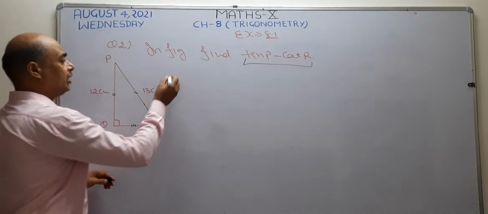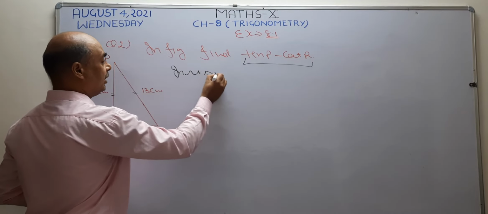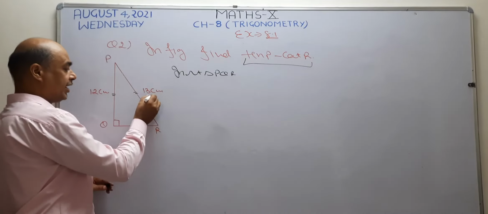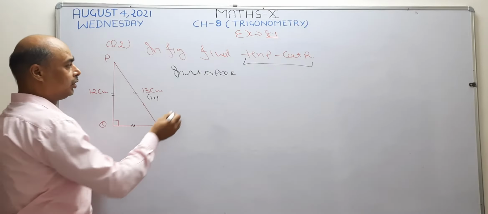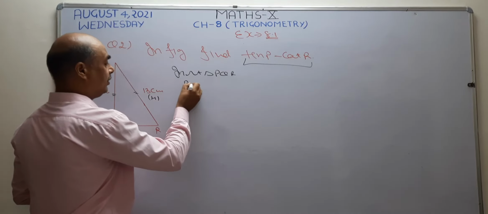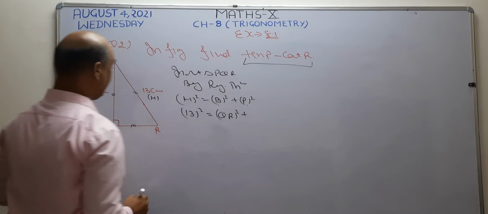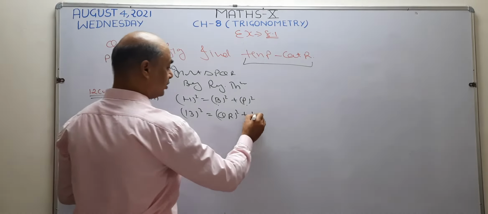Now see, write here: in right triangle PQR. This is your right triangle PQR. The side opposite the right angle is known as hypotenuse. Now, in right triangle PQR, by Pythagoras theorem. What is Pythagoras theorem? H square equals B square plus P square. Now, what is hypotenuse? Hypotenuse is given 13. Write here 13 square. What is base? Base of this triangle is not given, so I want to use this side as base. This is your QR. What is perpendicular? Perpendicular is 12 centimeter. Write here 12 centimeter.